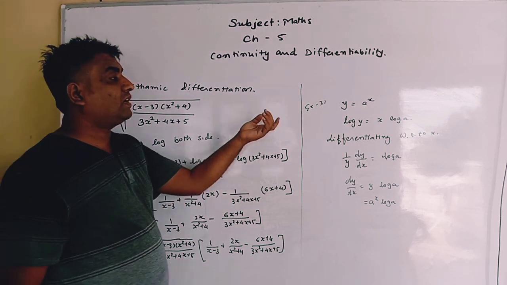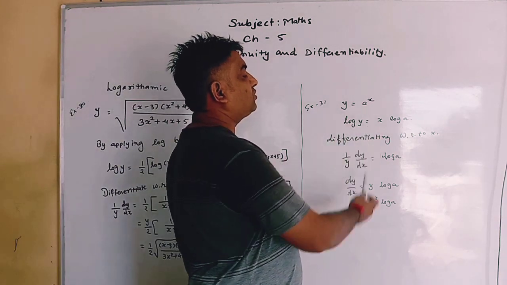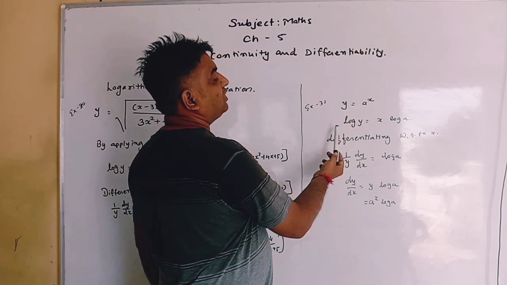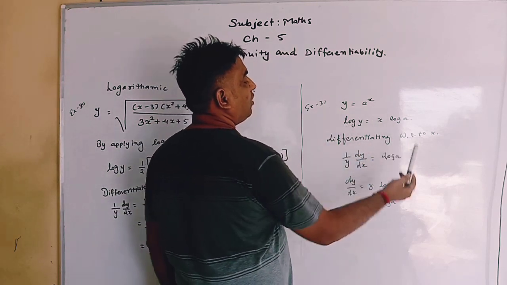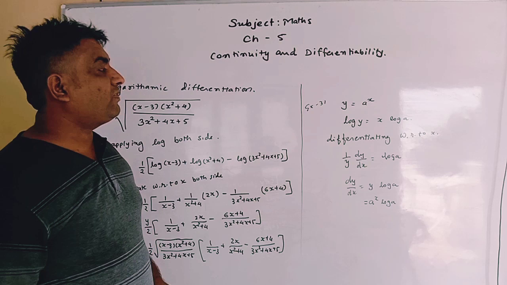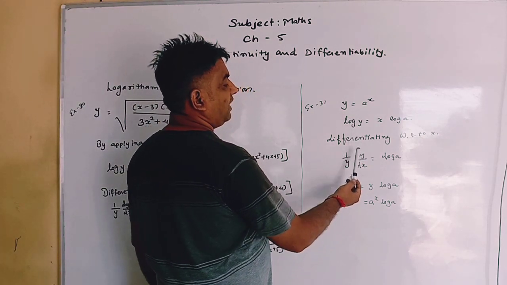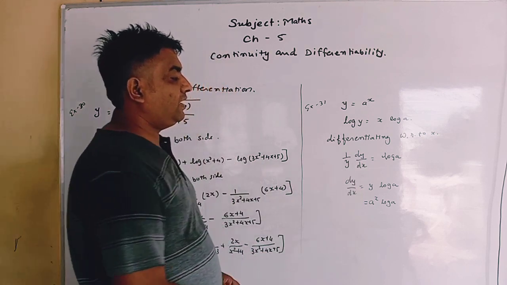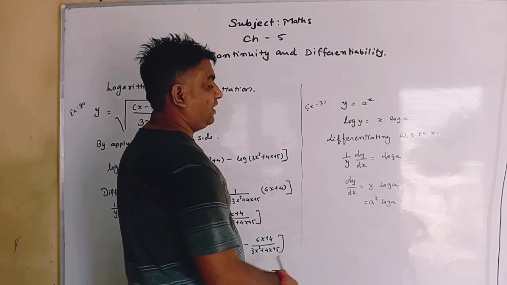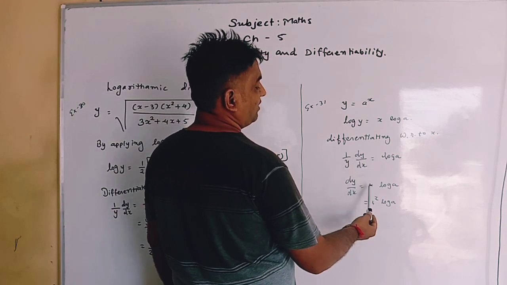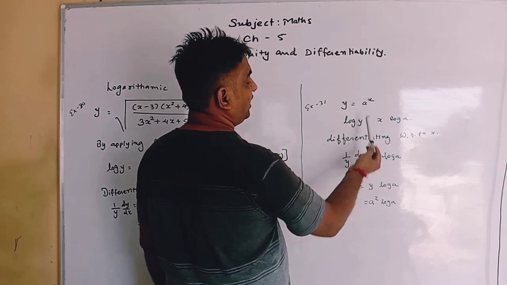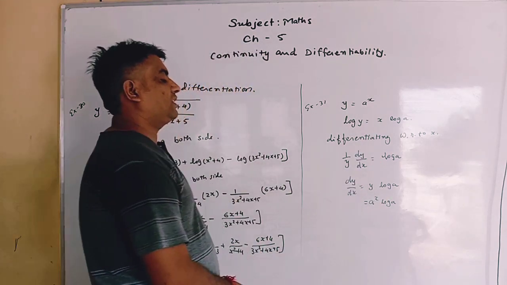Now example 31: we have y equals a raised to x. Again we apply the log on both sides. Then log y equals x into log a. Now we differentiate with respect to x. Log y differentiation is 1 by y dy by dx equals log a. And so dy by dx equals y log a. The y value is a raised to x, so it is a raised to x log a.